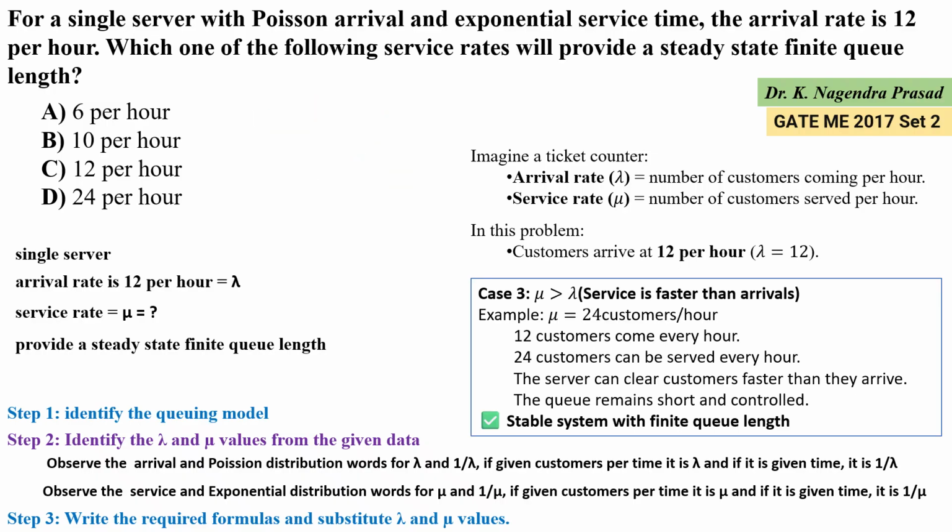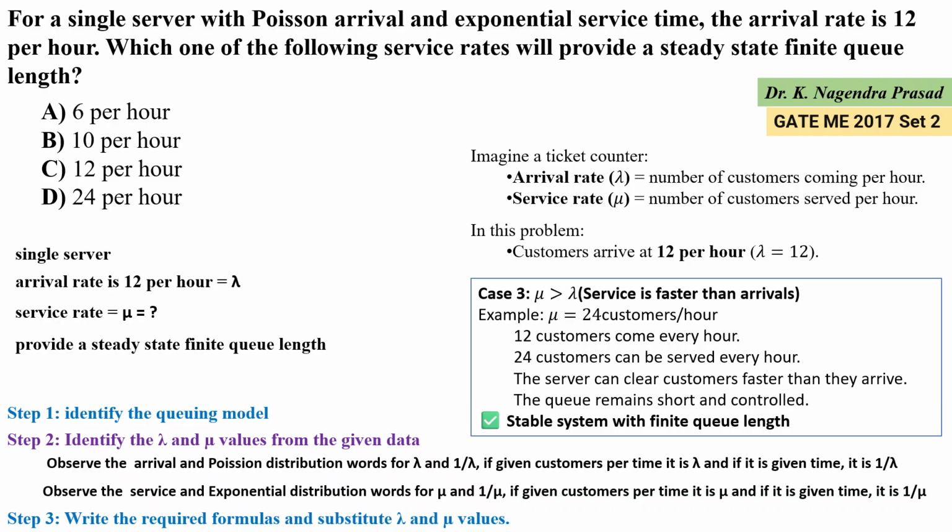Mu is greater than lambda, which means service is faster than arrival. Let's consider mu as 24 customers per hour. Here 12 customers are coming every hour and 24 customers can be served every hour. In this case, the server can clear customers faster than they arrive, so the queue remains short and controlled. So this system is a stable system with finite queue length.